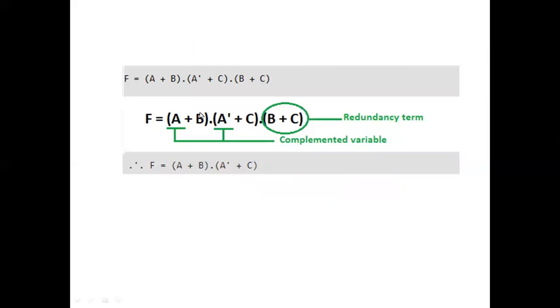The other consensus theorem deals with additions. So you just go through it. Here B plus C is called a redundant term. So we will eliminate that.